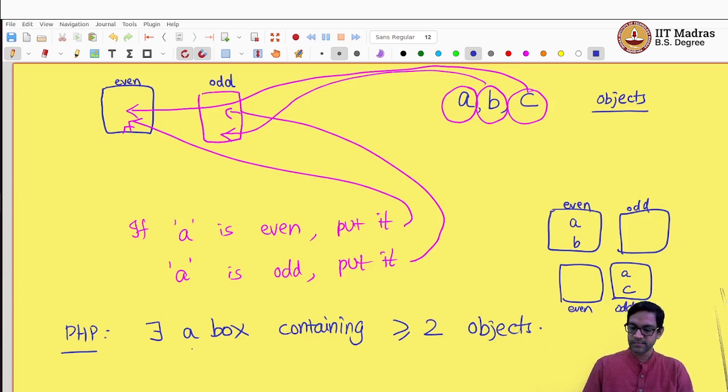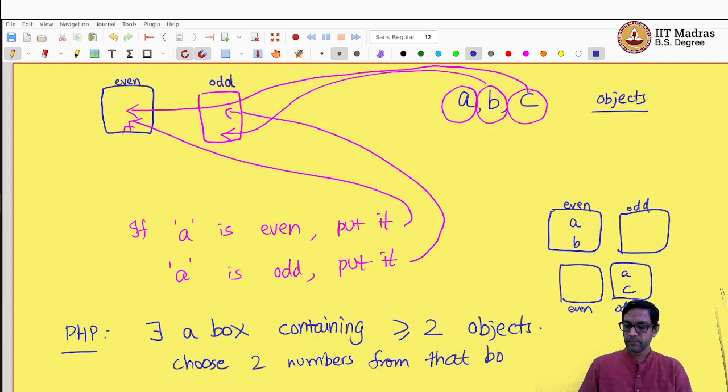Take that box. So choose two numbers from that box. I mean, all three may be in that box also. So choose two numbers, two objects from that box, and observe that their sum is necessarily even, because odd plus odd is even, and even plus even is also even. So that is the end of it. Okay, so this is an interesting application of the pigeonhole principle.